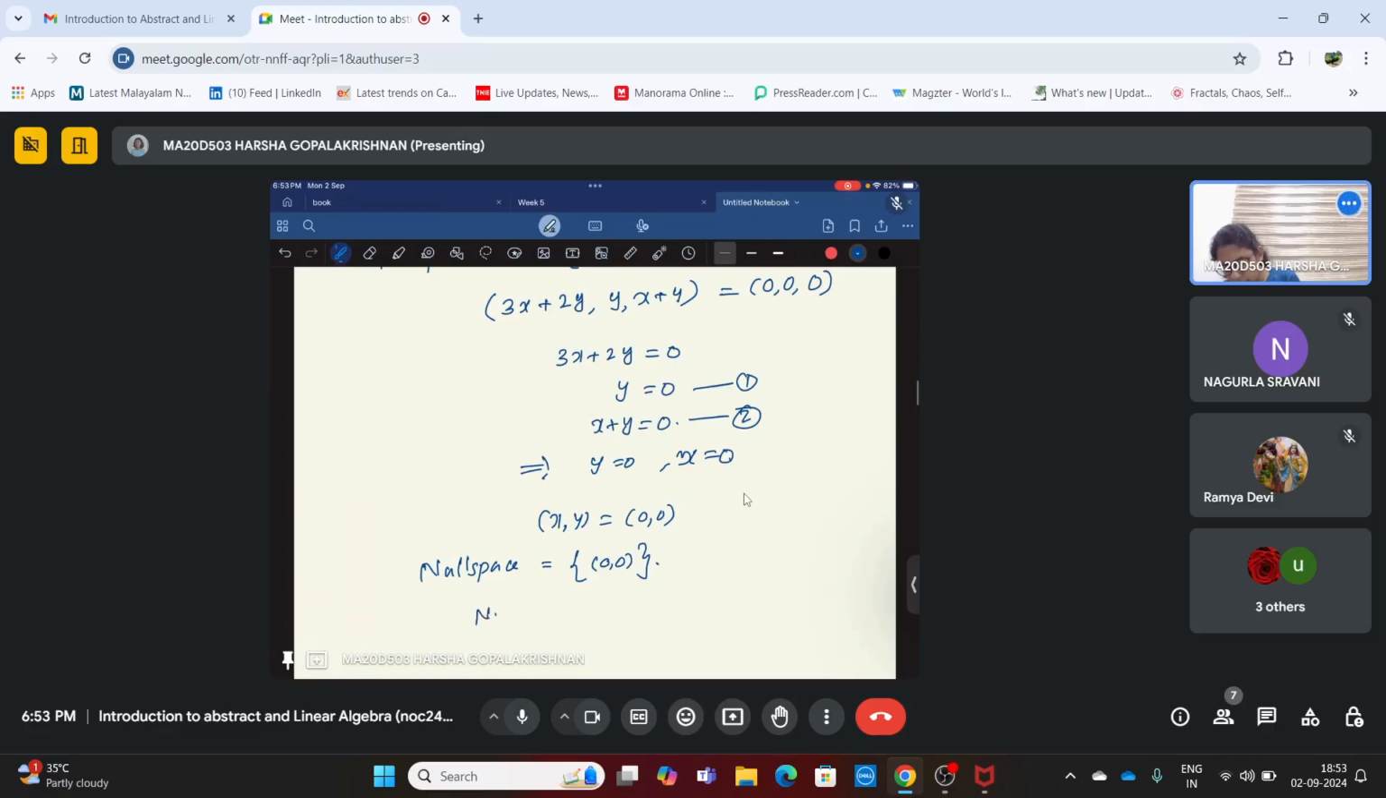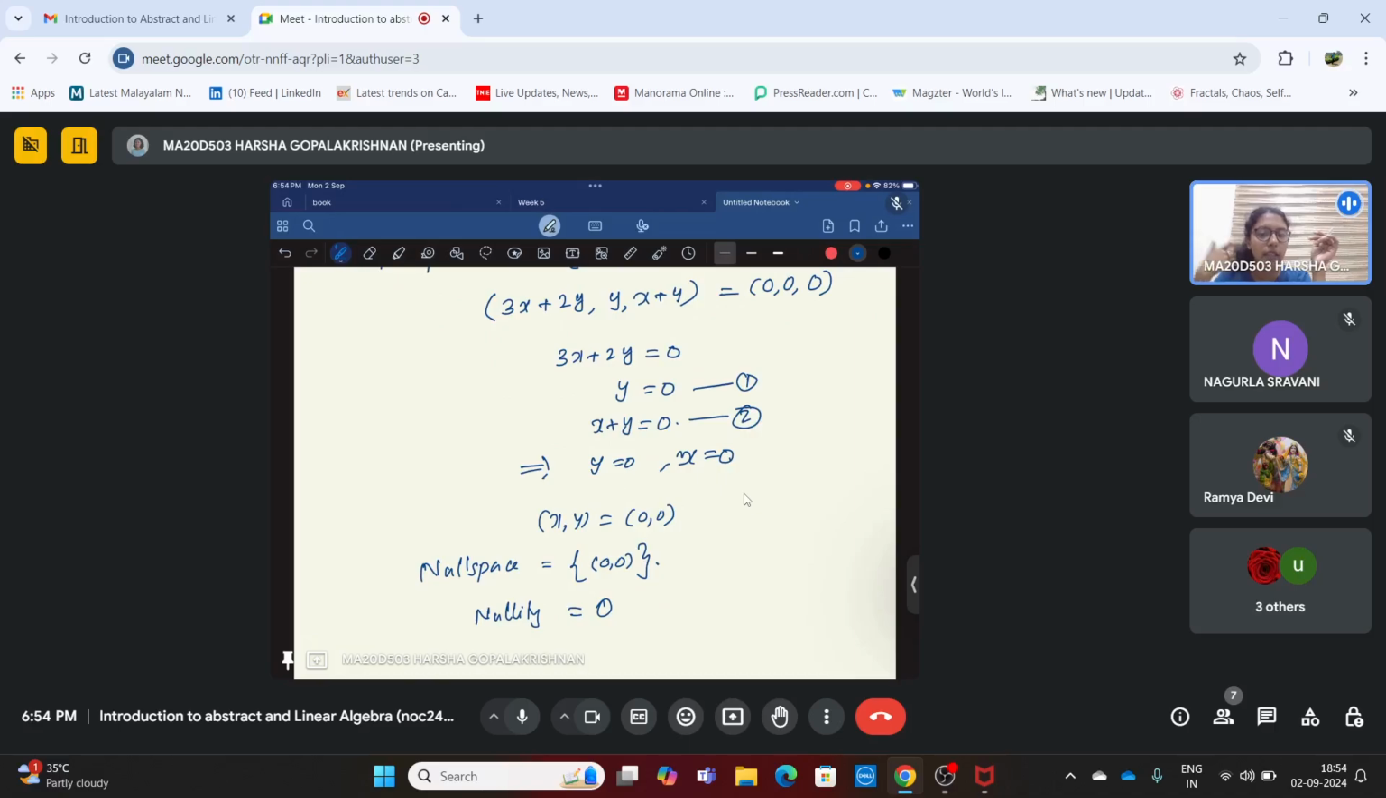So what is the nullity? Nullity means the dimension of the null space. So the question is, what is the dimension of the null space? 1? No, it is 0, right? The dimension of a zero space is 0. So that we take trivially for the zero element. When we say n is the dimension, we should be able to find n linearly independent elements which span the vector space. Here in the null space we have only one element, 0.